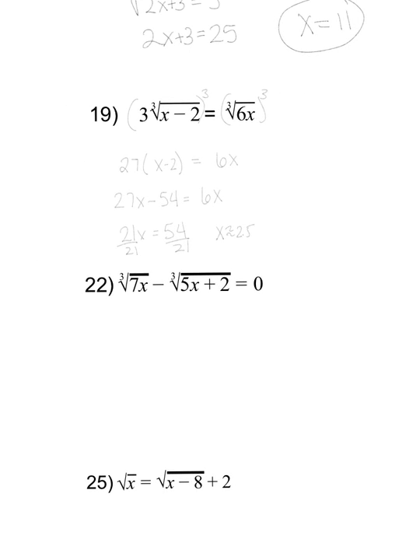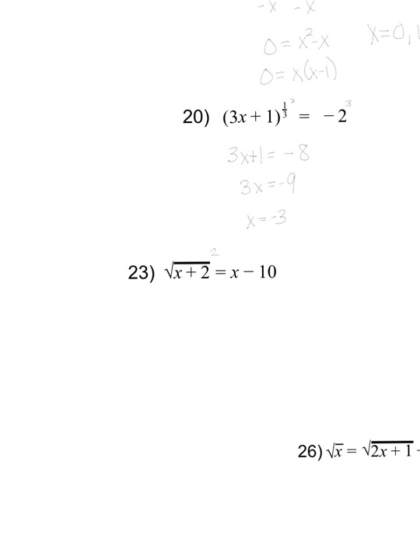So 22, you want to isolate one of the radicals on each side of the equal sign. So we're going to add the 5x plus 2 to the other side. Now I'm going to cube both sides. So that gives me 7x equals 5x plus 2. 2x equals 2. X equals 1.